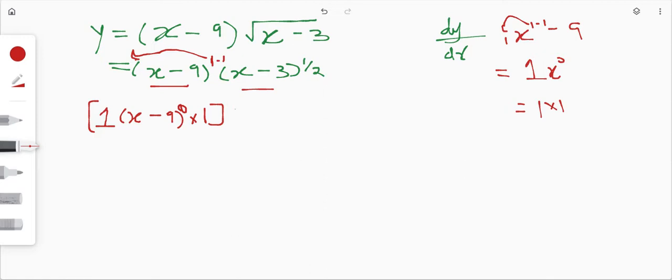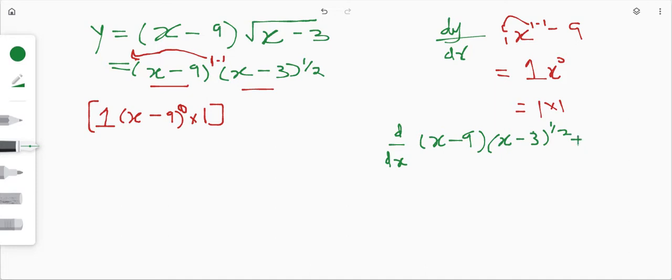Then we're going to leave our x minus 3 here, because in the product rule, you differentiate one and you leave the other one, then you differentiate the other one and you leave the first one. Hope that's not confusing. Let me put it down here like this. It will be d/dx: we're going to differentiate x minus 9, but we'll leave x minus 3 to the power half. We leave it.